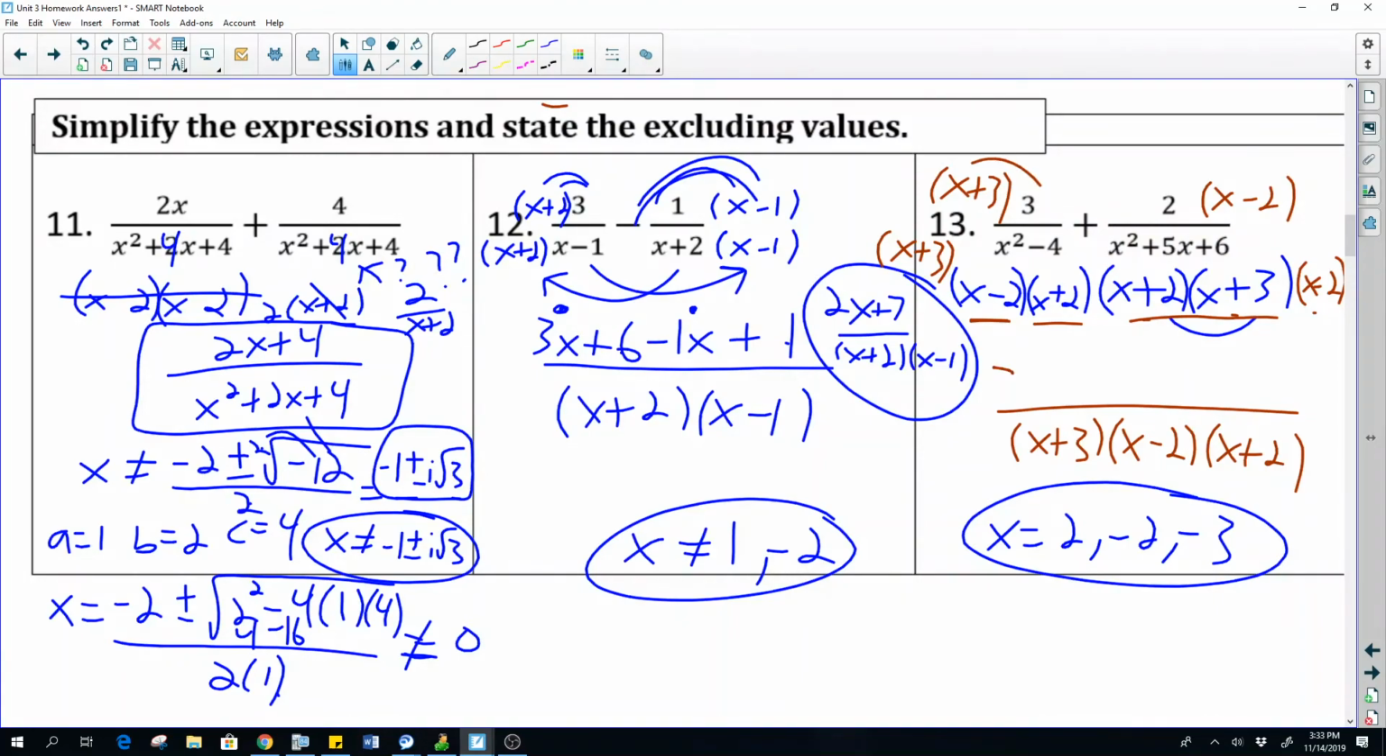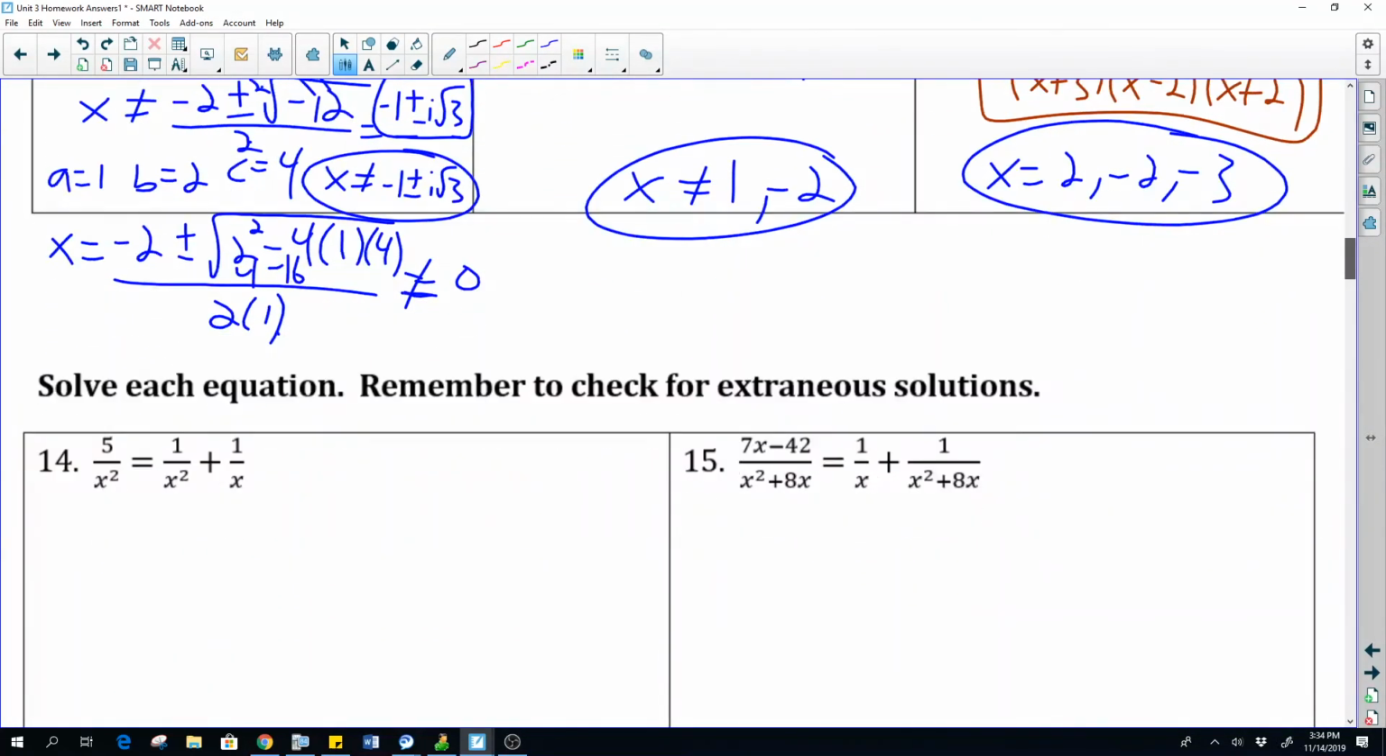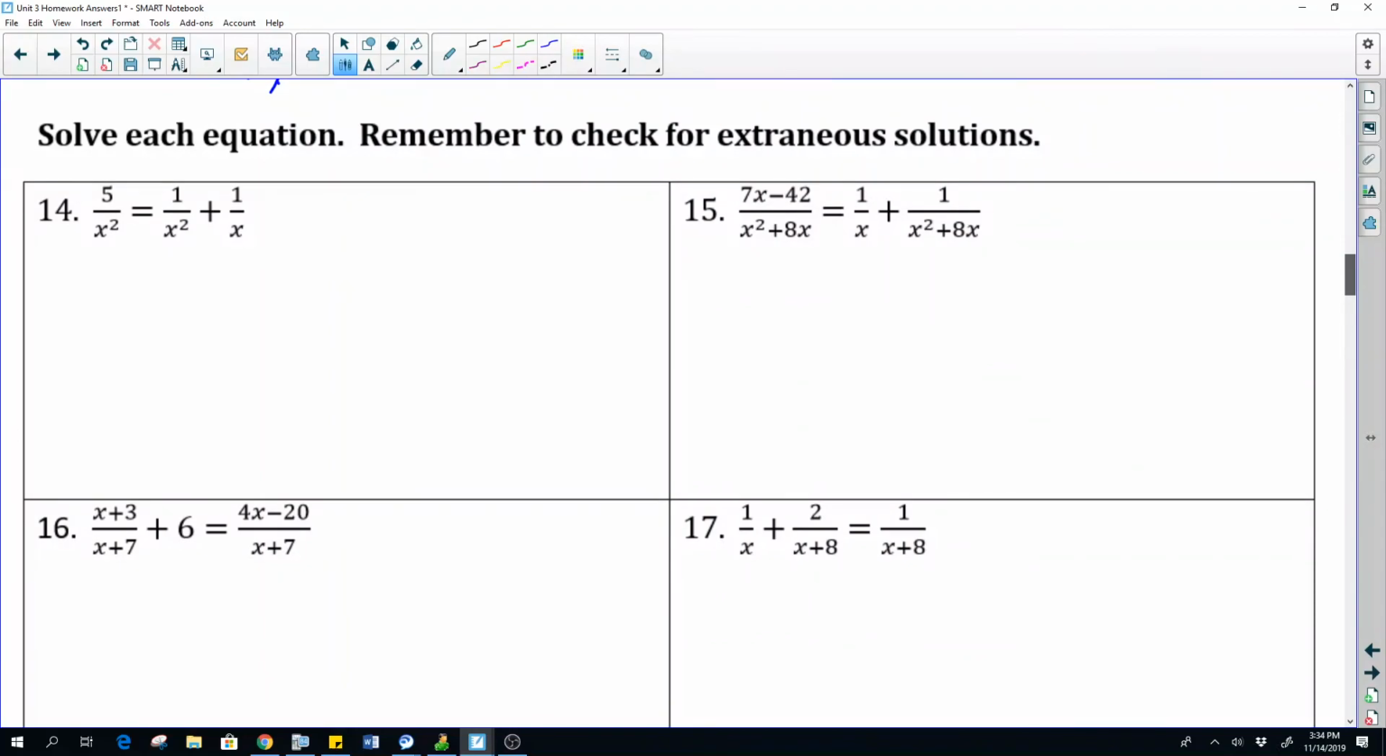3 times x is 3x. 3 times 3 is 9. Good. Plus 2 times x is 2x. And 2 times negative 2 is negative 4. And then we'll combine those together. 9 minus 4 is a 5. And 3x and 2x is 5x. So plus those together. So it's 5x plus 5 all over x plus 3, x minus 2, x plus 2. Cool. Awesome. Don't forget to check for the extraneous solution.